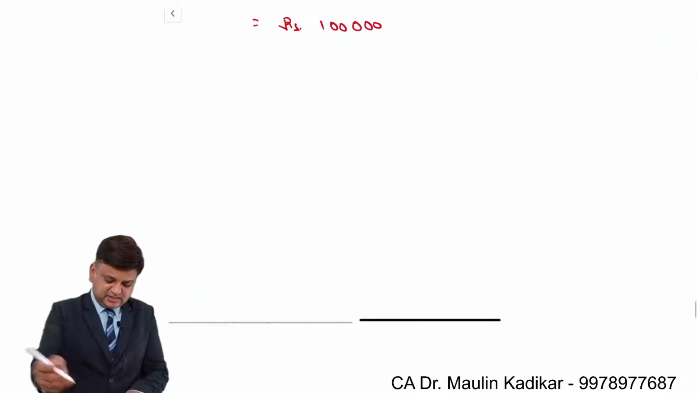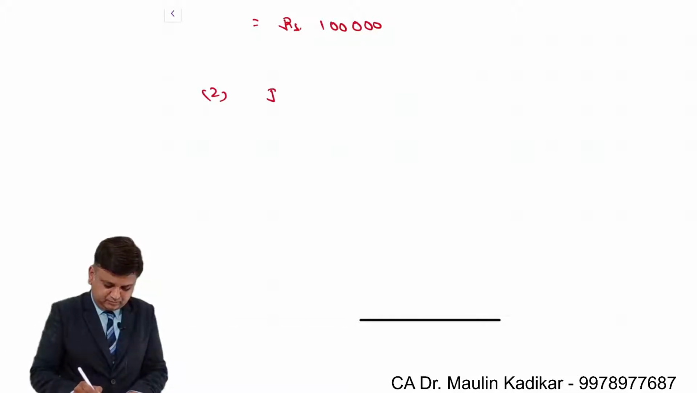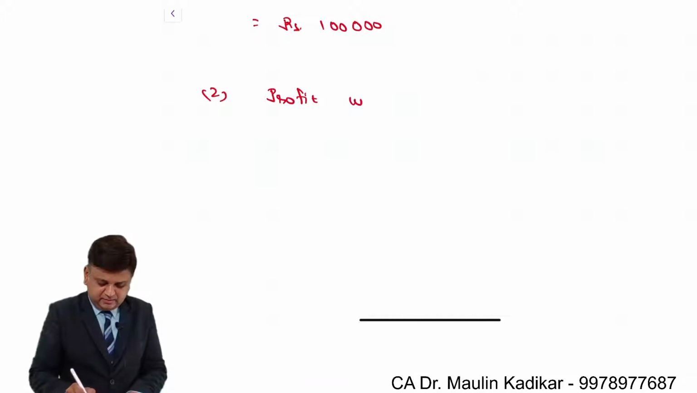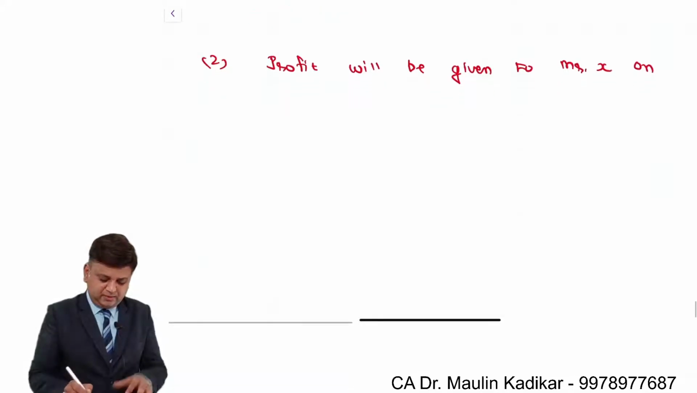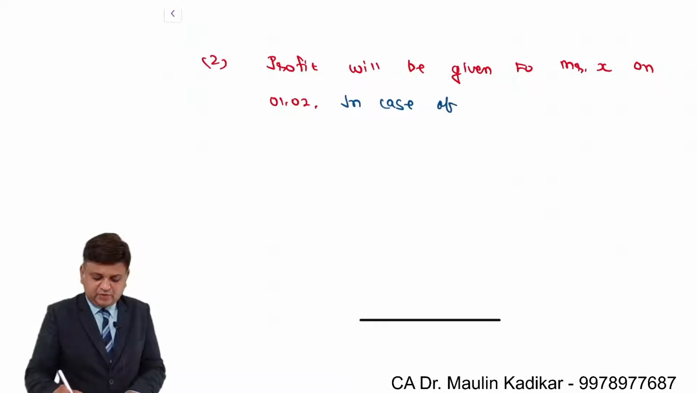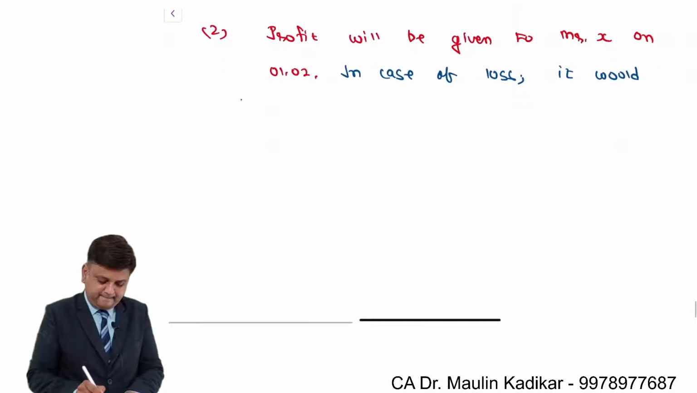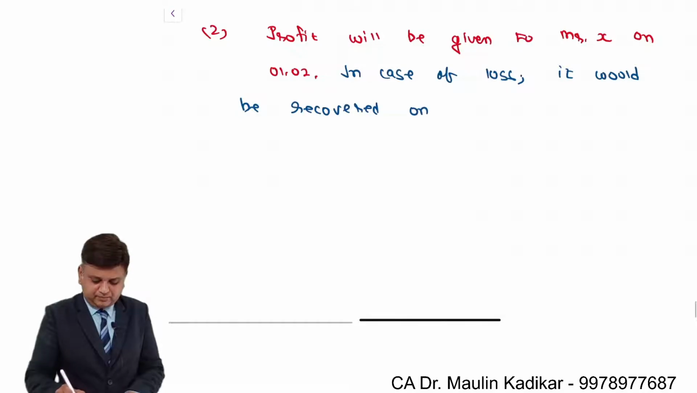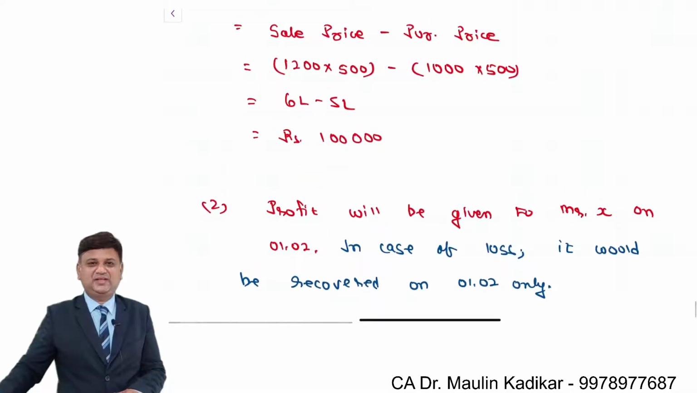So as far as the second answer is concerned, in that we understand profit will be given to Mr. X on 1st of February. In case of loss, it would be recovered on 1st of February only. That is what we understand.